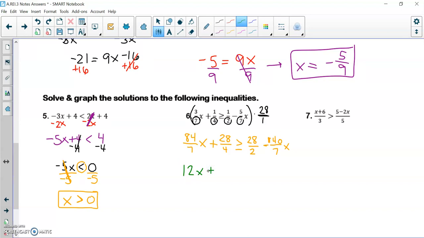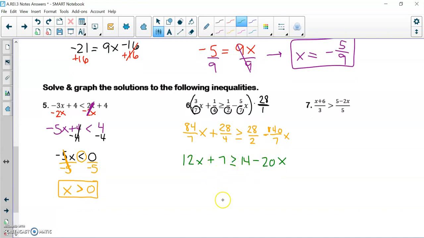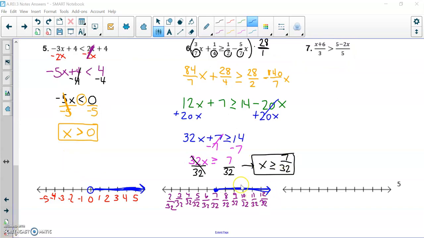A 28 divided by a 4 leaves us with a 7. And a 28 divided by a 2 leaves us with a 14. And a 140 divided by a 7 leaves us with a 20. Now the value of this equation did not change, but what happened was all my fractions disappeared. I'm going to have you try to solve this inequality from this point on. Pause the video, please. All right, this is your answer.